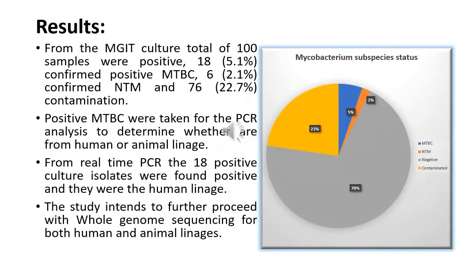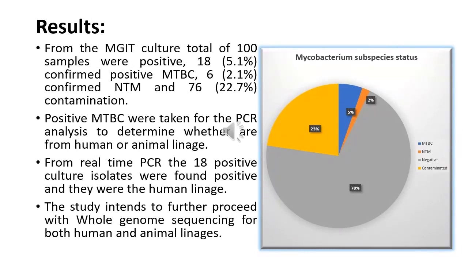From the MGIT culture, we got a total of 100 samples which were positive. Among the 100, after the confirmation, 18 were confirmed positive MTBC, 6 were confirmed non-tuberculosis mycobacteria, and 76 were contamination. Then the 18 samples confirmed positive MTBC were taken for PCR analysis to determine whether they are human or animal lineage. When we did the PCR, we found all the 18 positive cultures were human lineage.